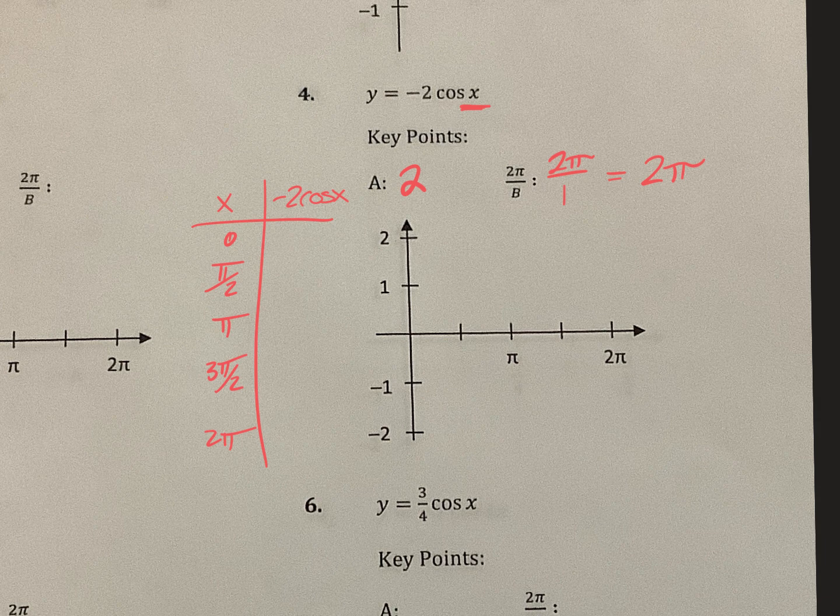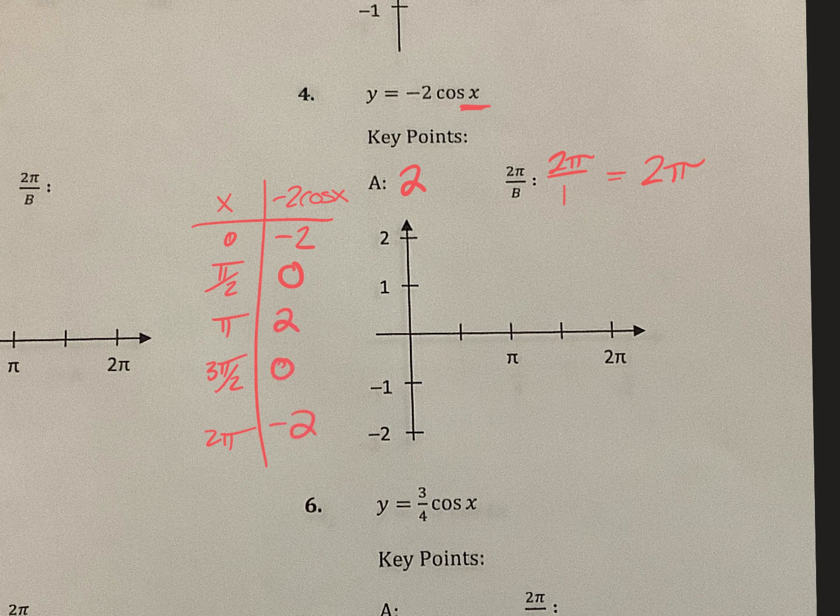All right, so what's the cosine at 0? 1. And then times negative 2 is what? Okay, at pi over 2, we are at 0 times negative 2 is? 0. At pi, cosine is? Negative 1 times negative 2 is? 2. Positive 2.